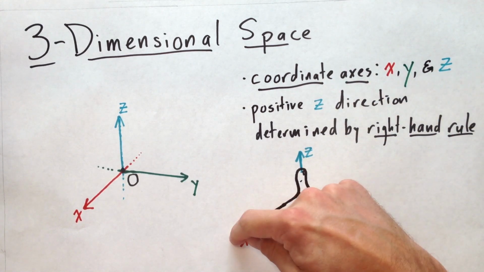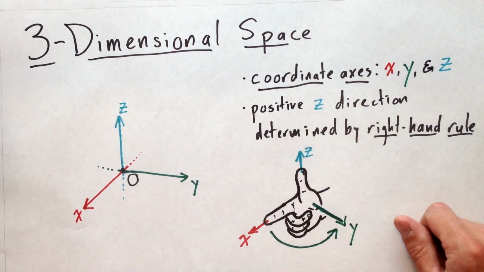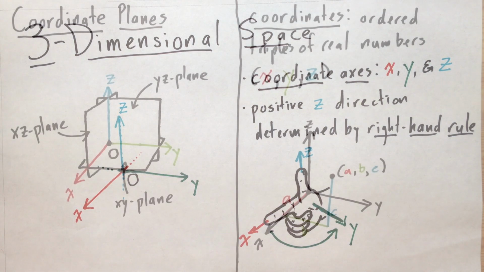Finally, once I see which way is positive for x and positive for y, my thumb pointing up into the air tells me which way is positive for z. So I think what could be a good question is, think about why the left-hand rule would give you a different positive direction for z.